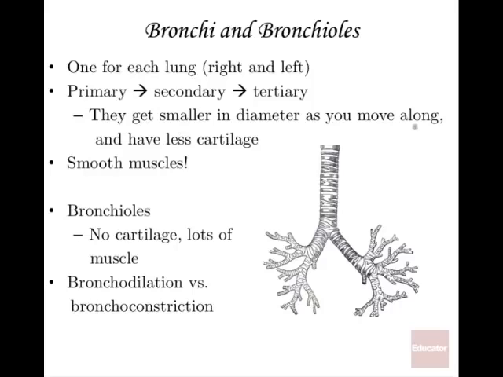And they do get smaller in diameter as you move along, and they have less and less cartilage. By the time you get to what are called the bronchioles, which are branching off of all of these tertiary bronchi, you're not going to have any cartilage at all. And the purpose of that is that as you get less and less cartilage, you're able to expand and contract those passageways more. The cartilage isn't inhibiting it. And that's good in terms of getting more air or less air into your lungs when the need is there. And yes, smooth muscles are lining the bronchi and bronchioles.